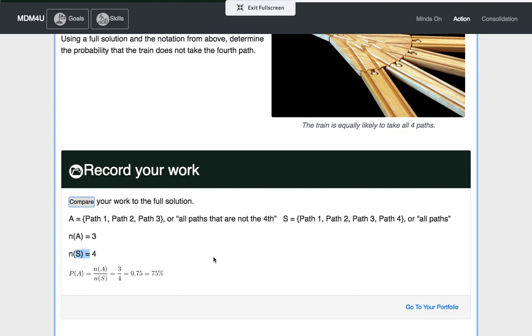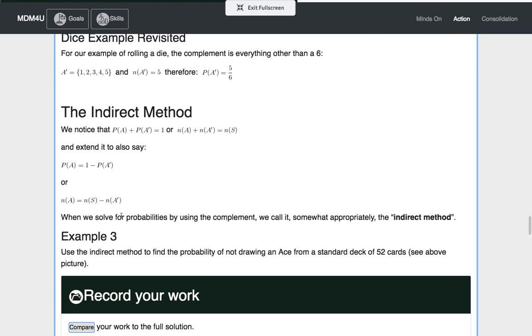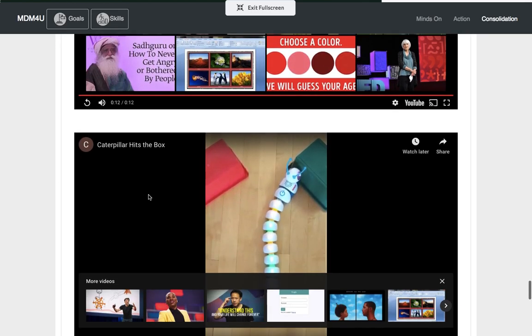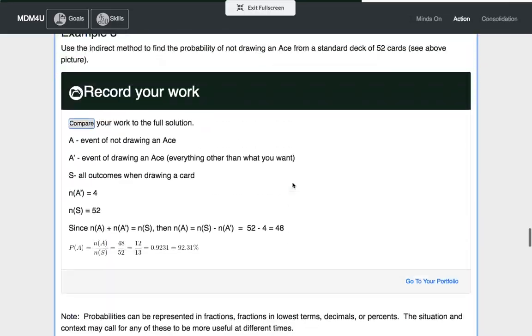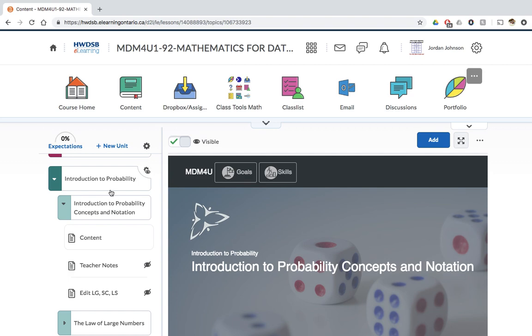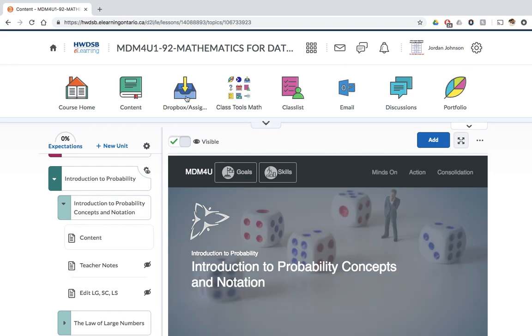You would do this, and then you'd also do it as the indirect method for the complement of what the other possible solutions were. So if it went, for example, if you did this one where it went right, you do the complement of it, the indirect method of what other options, so straight or left, for example. So that is what I'm looking for in the Dropbox for Introduction to Probability and Concepts and Notations.